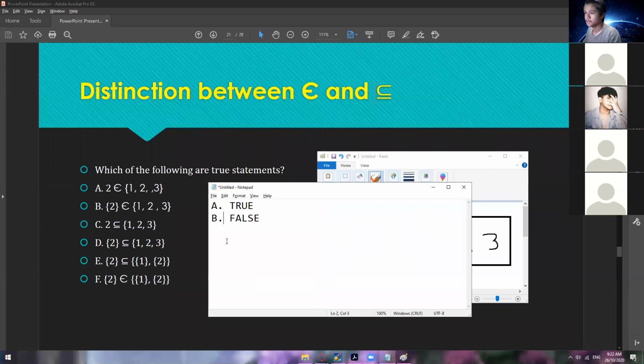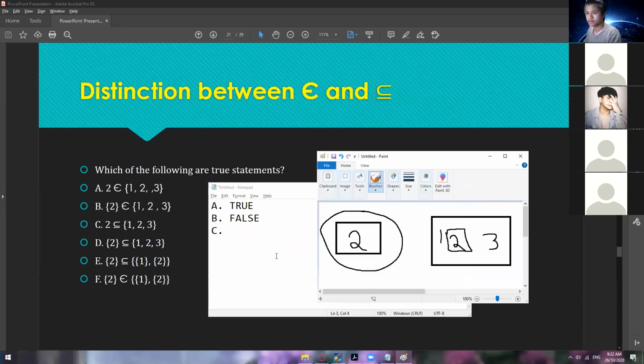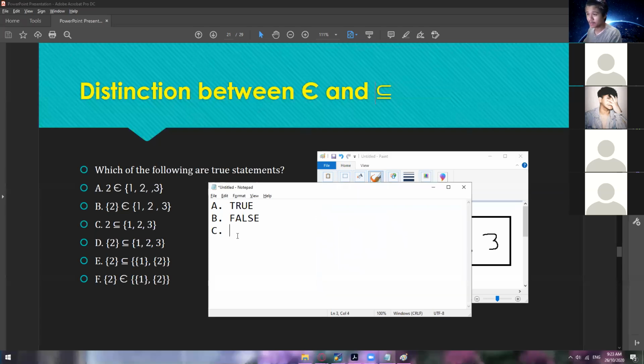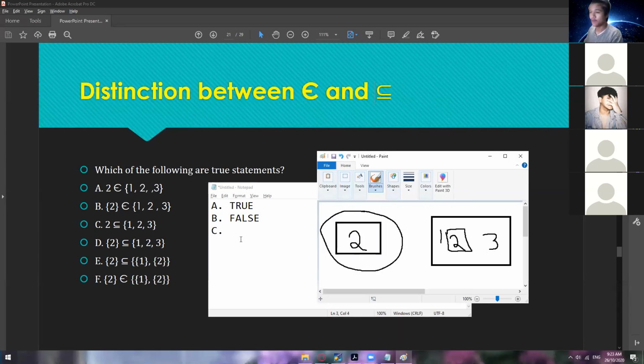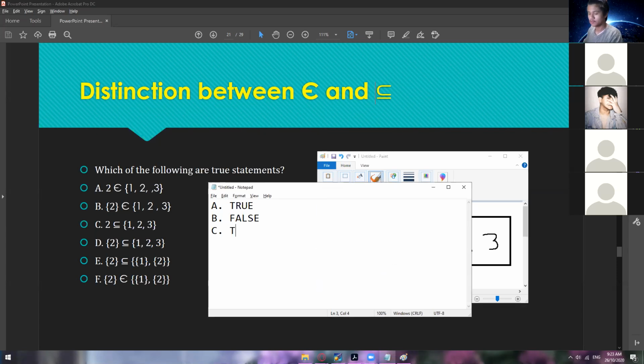How about letter C? Is this true or false? So true. 2 is a proper, 2 is a subset. Ano naman tayo, proper na. 2 is a subset of set 1, 2, 3. So false. Okay, how about letter D?